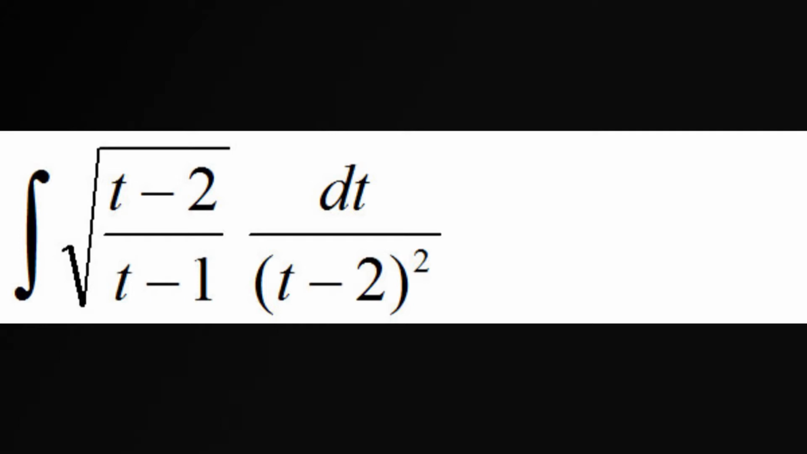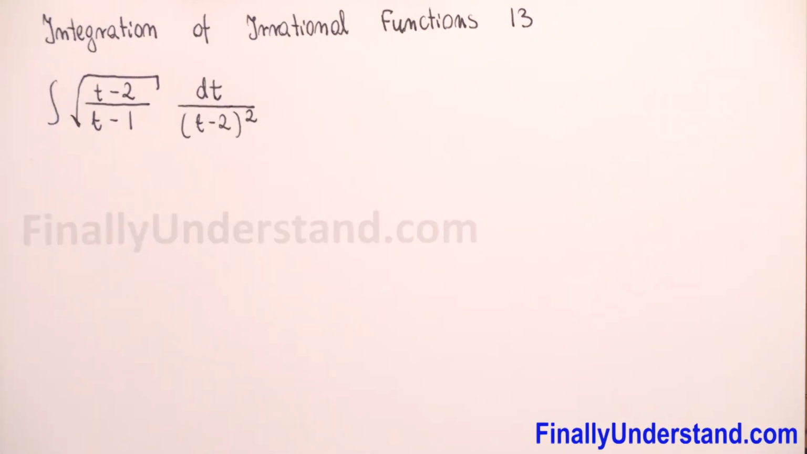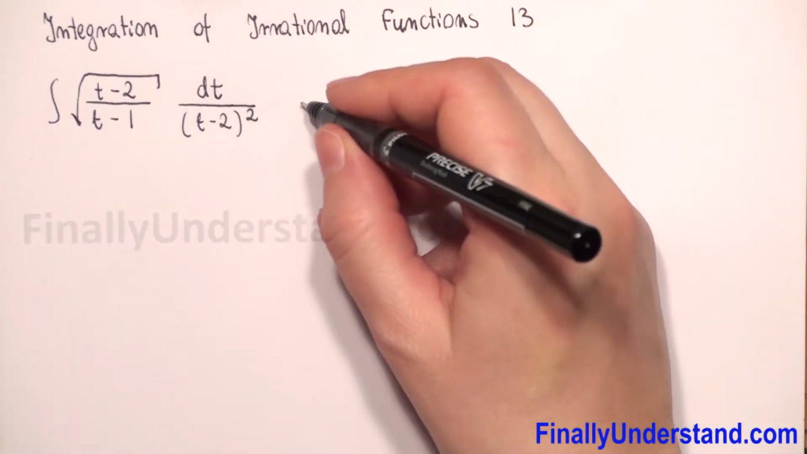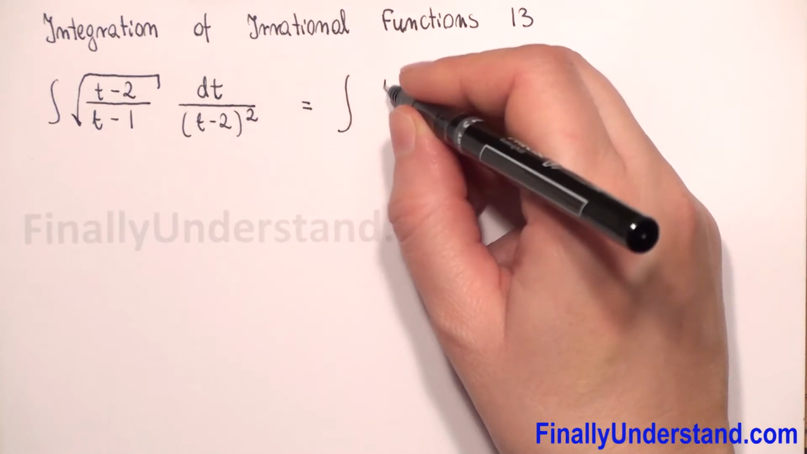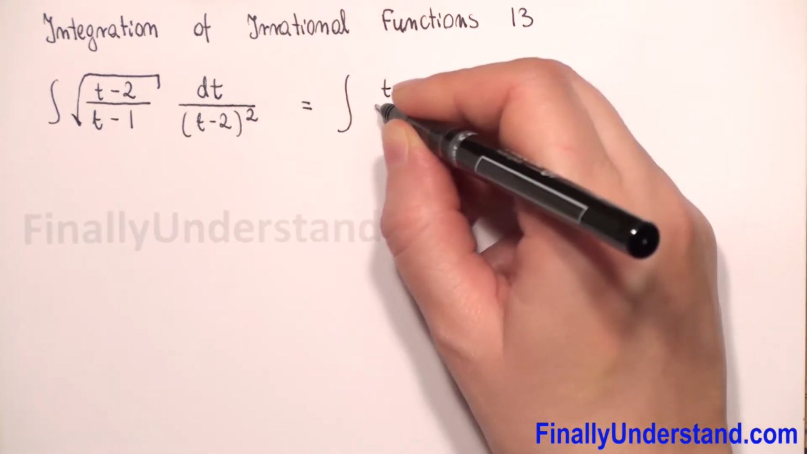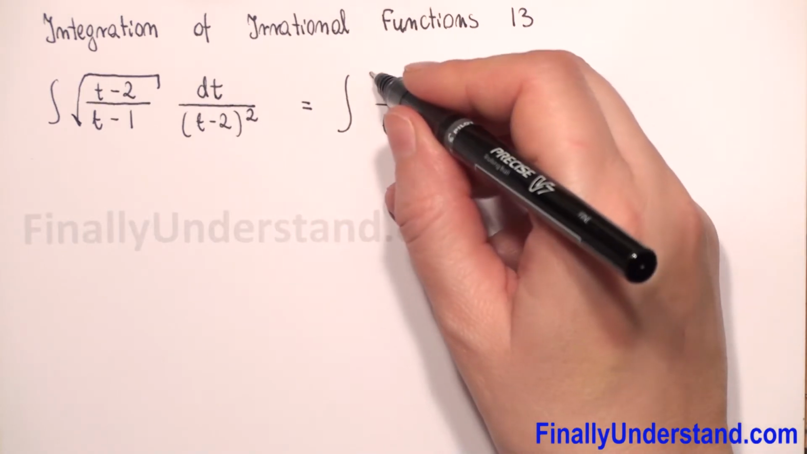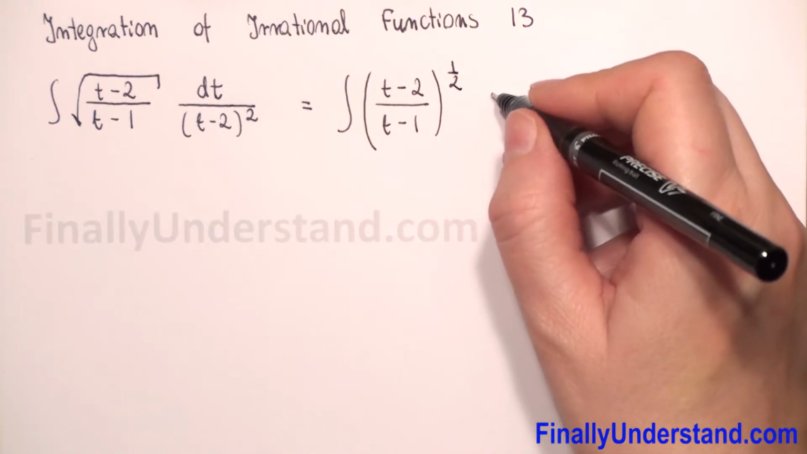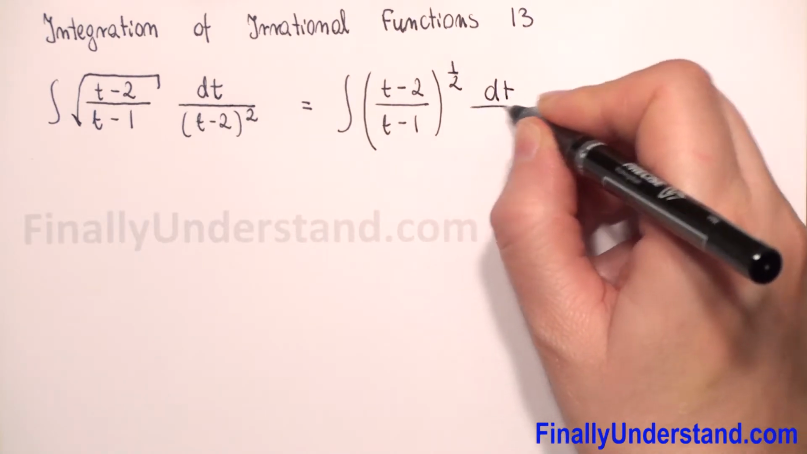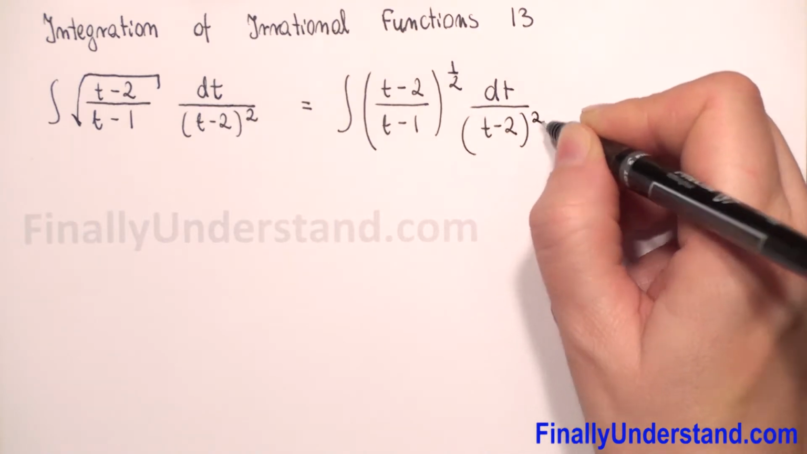We have the integral of an irrational function. So first I will change the square root to power form. So this is equal to the integral of ((t minus 2) over (t minus 1)) to power 1/2 times dt over (t minus 2) to the second power.